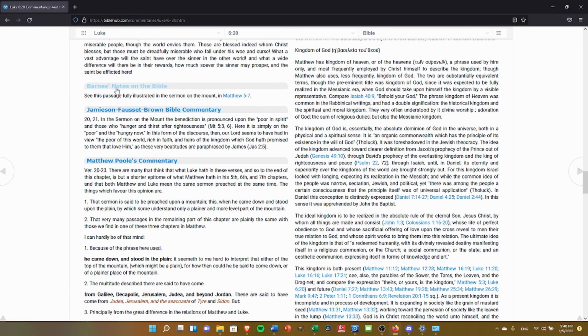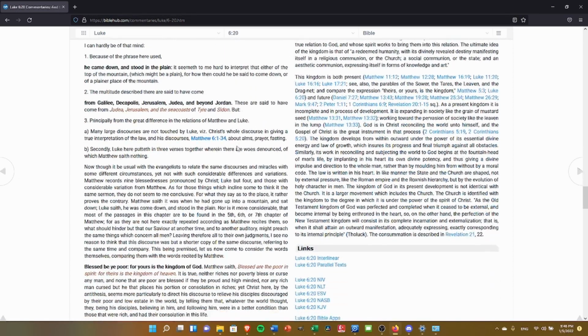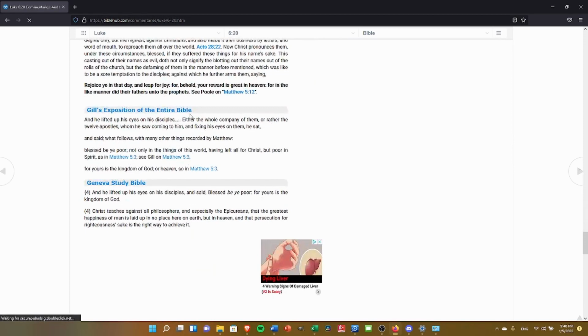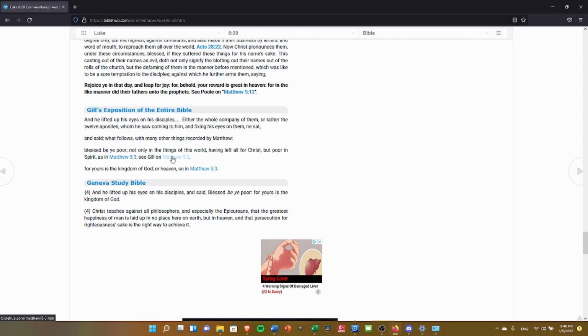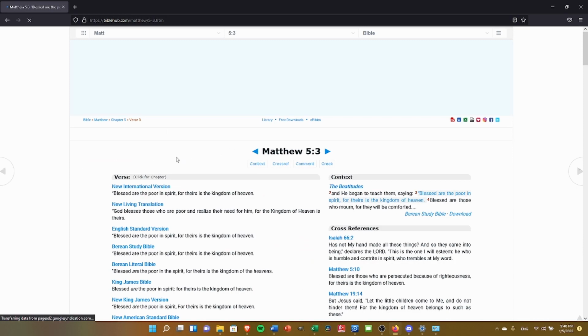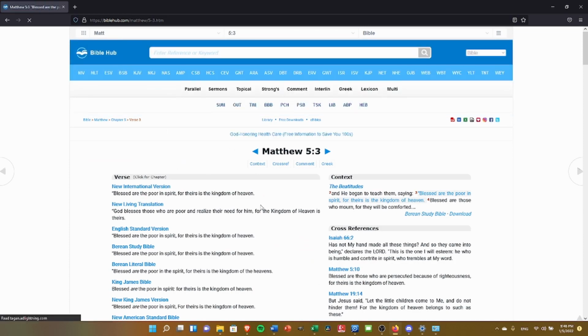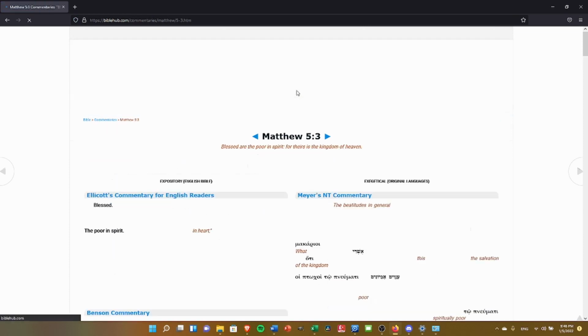So there's really no notes on Barnes. It just points you to Matthew 5-7. We go further down, we get to Gill's. He gives a very brief entry, and then he says, as in Matthew 5:3, see Gill on Matthew 5:3, right? But if we open Matthew 5:3, and again, it takes us to the parallel resource. So we go back to commentaries.